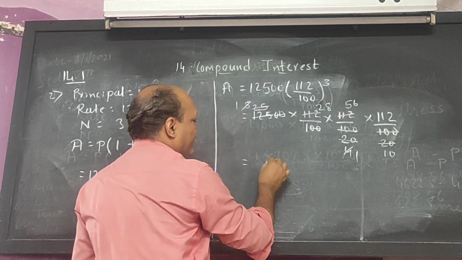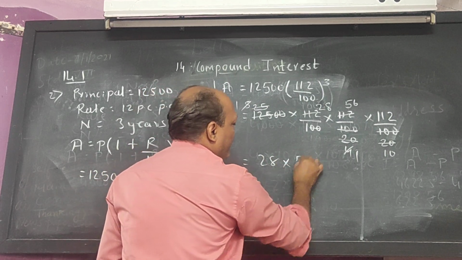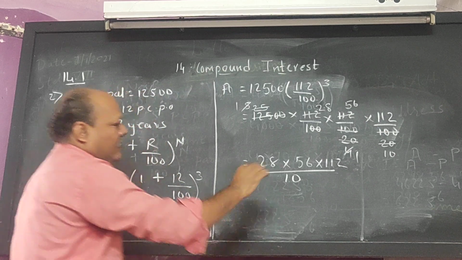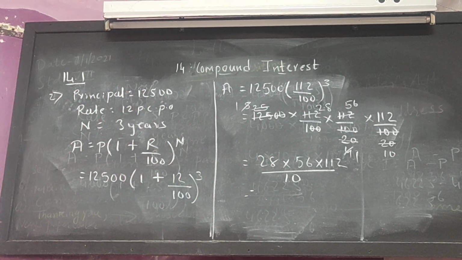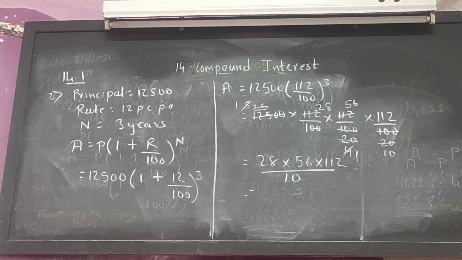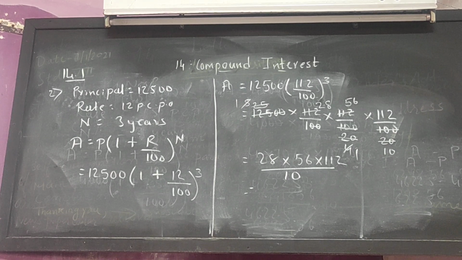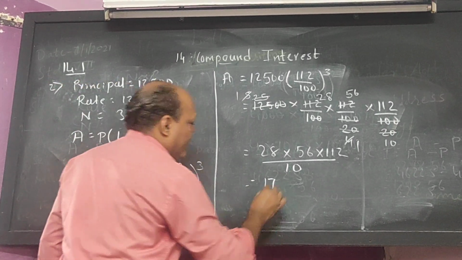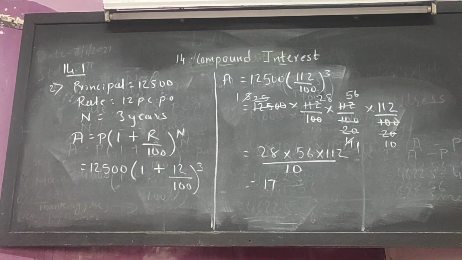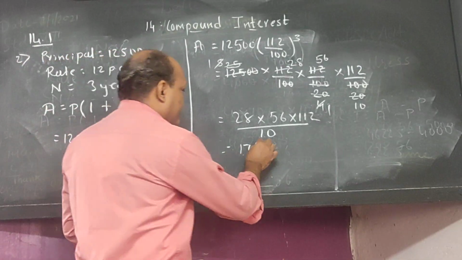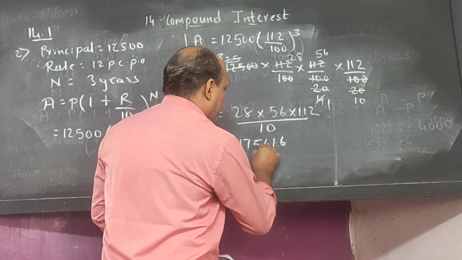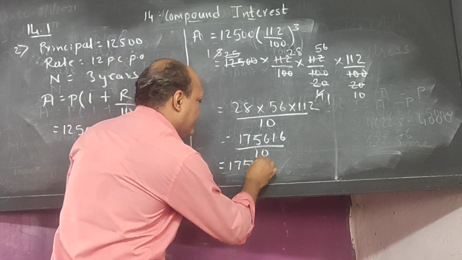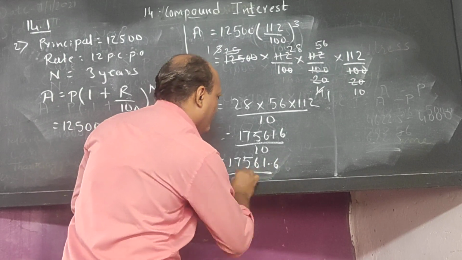Now don't cancel further. 28 into 56 into 112 upon 10. Just multiply all the terms. So your answer will be 175616 upon 10. That will be your final answer, 17561.6. I hope all of you understood.